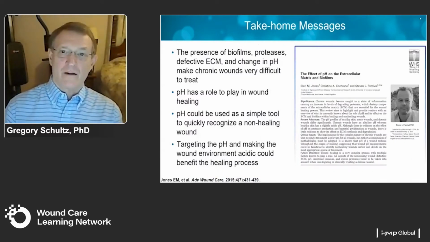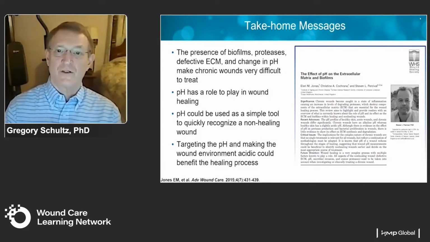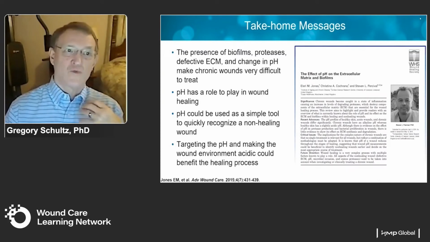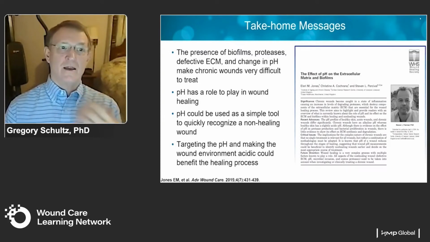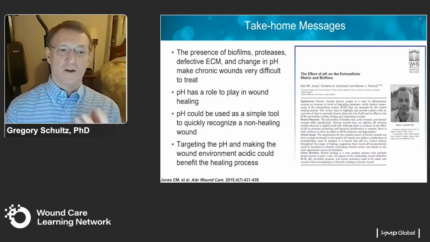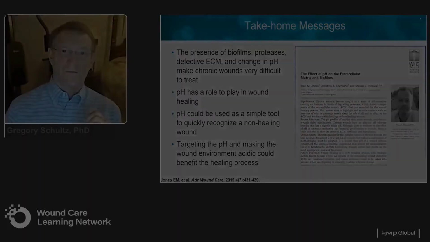Another really great review for you to look at is the effective pH on matrix proteins by Steve Percival, and this again just reinforces that a more acidic pH is useful in terms of trying to promote healing in chronic and acute wound beds.